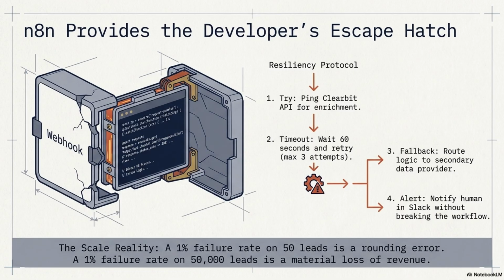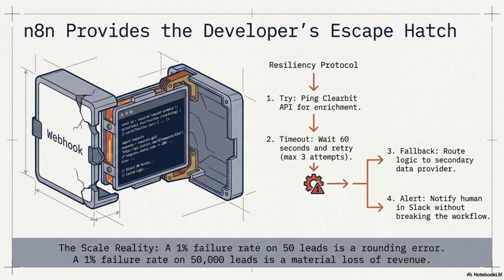Okay, hold on, though. Bringing a developer in to write custom JavaScript just to parse a webhook sounds like a massive waste of engineering resources. I mean, if the goal is rapid go-to-market execution, dropping back into custom code kind of defeats the entire purpose of an automation platform, doesn't it? Well, for a simple webhook, writing custom JavaScript is absolutely an inefficient use of time. You just use the visual mappers.